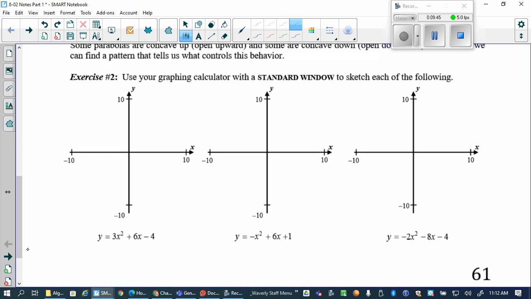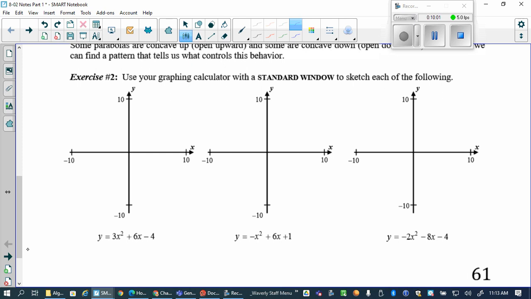Moving along. So what they want us to do here is put each of these in your calculator and just make a rough sketch of them. But what I do insist on is that, yeah, rough sketch, but I want to make sure you identify the y-intercept and make sure it goes through the y-intercept correctly on here when you put it in your calculator.